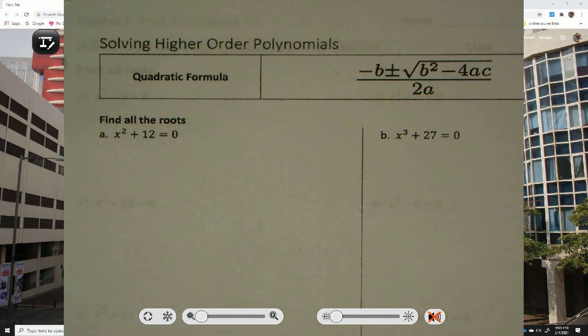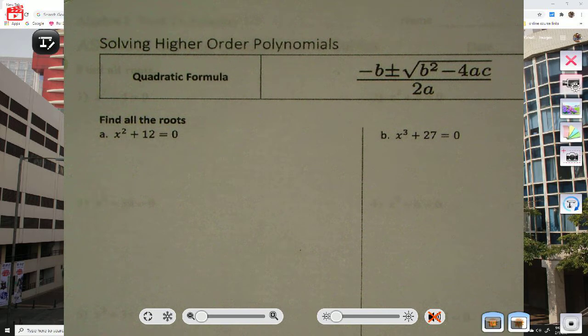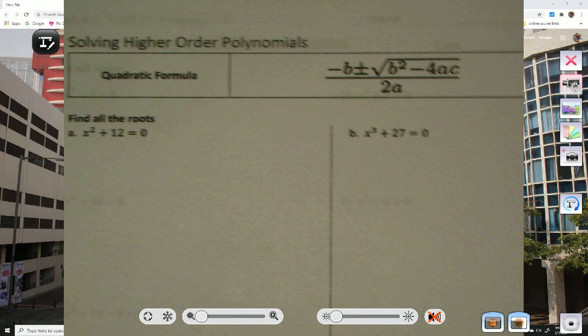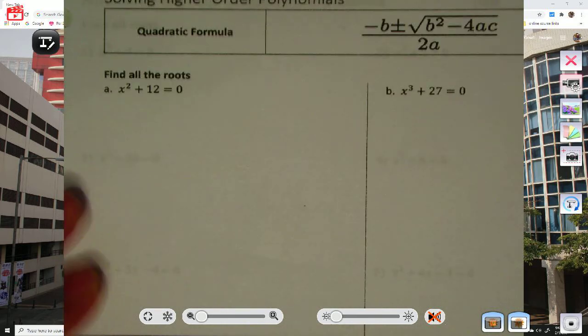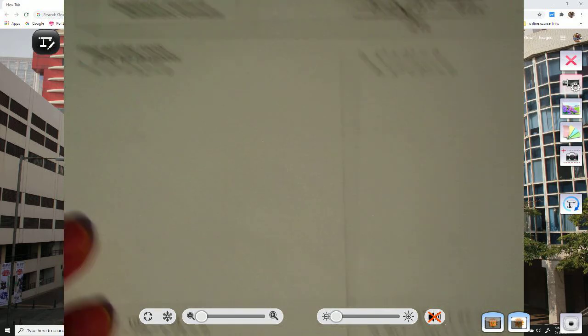Solving higher order polynomials. That's what we're doing this week. Solving those equations that you were factoring the week before. The quadratic formula is provided for your convenience. You'll see why we need that in a second.